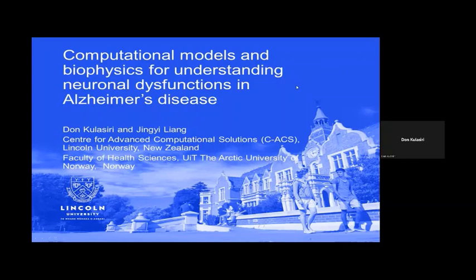So our emphasis is actually on modeling Alzheimer's disease, especially the neuronal dysfunctions. And also we are trying to understand the disease in terms of biophysics. So this has some bearing on developing mathematical models and then testing them. And most of the work we are doing is actually based on experimental results. So we gather quite a bit of experimental results to do our work.